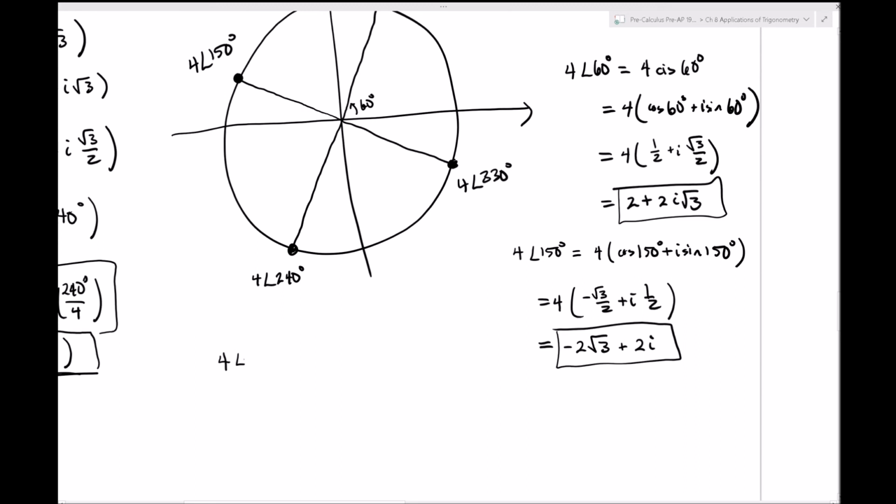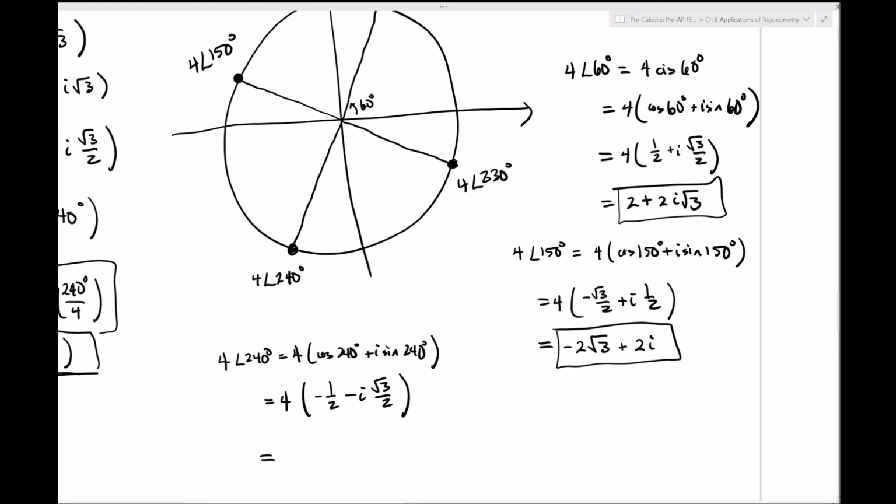4, 240. 4 cosine 240 plus I sine 240. 4 times, think of that one, negative 1/2 minus I square root of 3 over 2. Check your unit circle. 240 degrees. Cosine 240 is negative 1/2. Sine of 240, negative square root of 3 over 2.